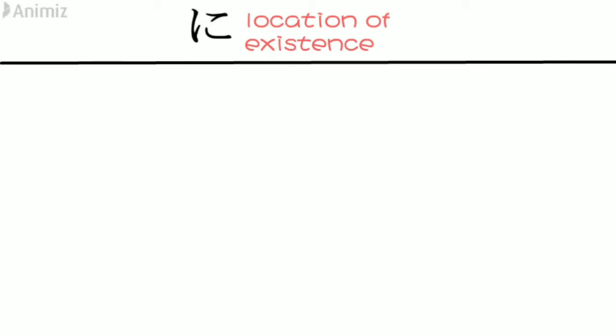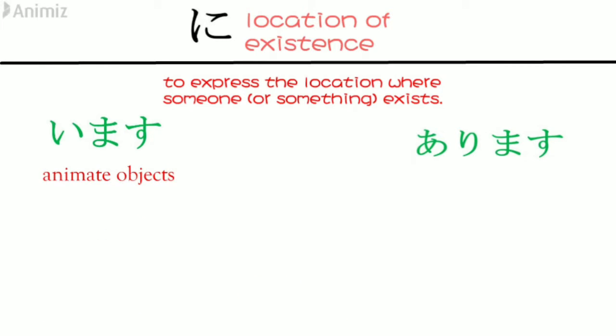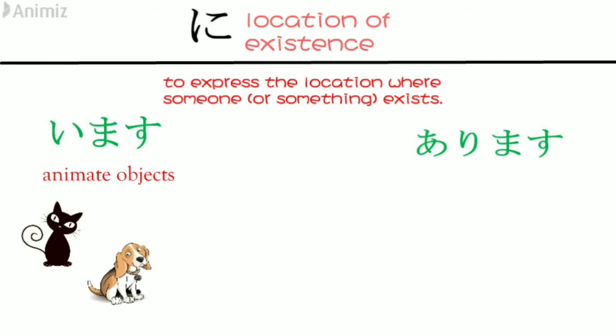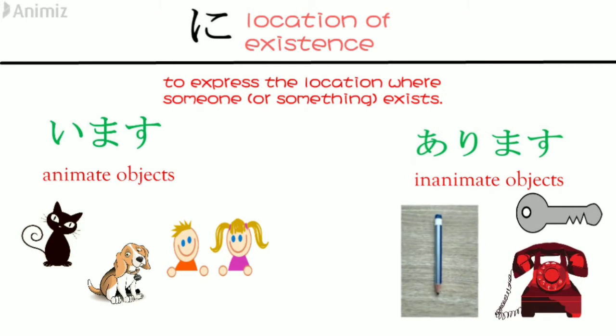Let us talk about the first function, that is location of existence. It is used to express the location where someone or something exists. Basically, we use this with two verbs, imasu and arimasu. Imasu is used for animate objects like cats, dogs, and humans, which are living things, whereas arimasu is used for inanimate things such as a key, a telephone, or a pencil, which are non-living things. So the particle ni shows where these animate and inanimate objects exist or are located.